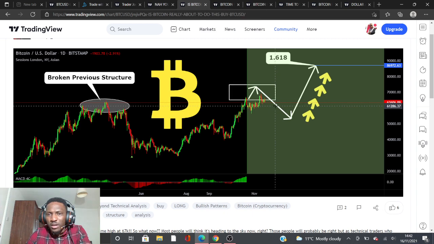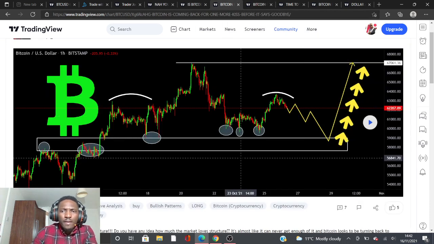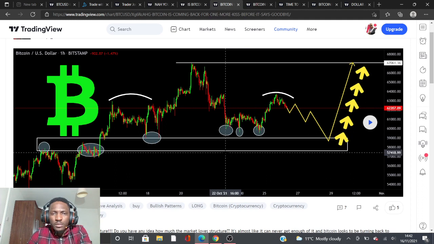So we should be somewhere there, right? But anyway, this is a daily. This is a prediction on a daily chart. So let's go and have a look at the much smaller picture.